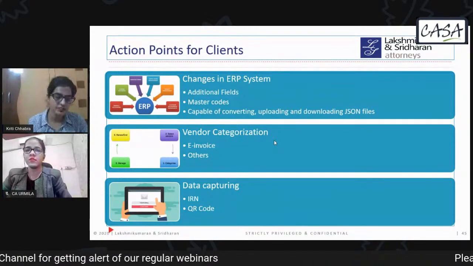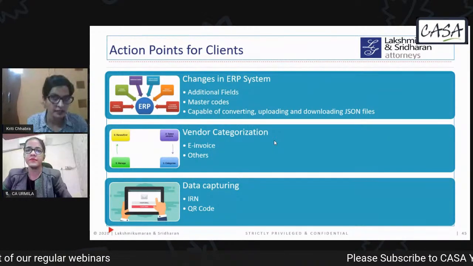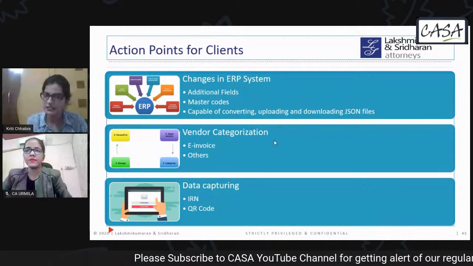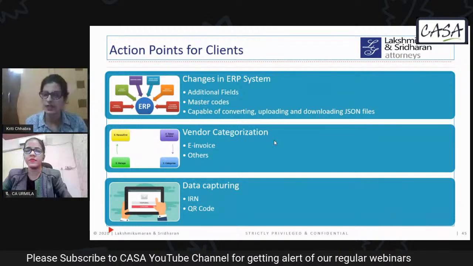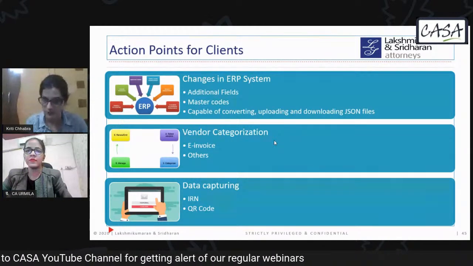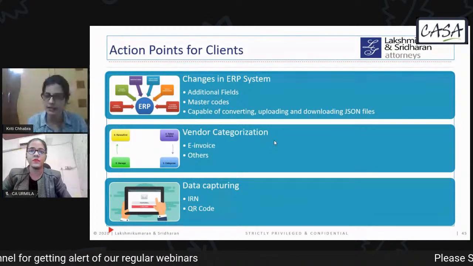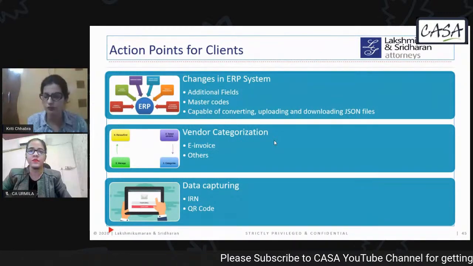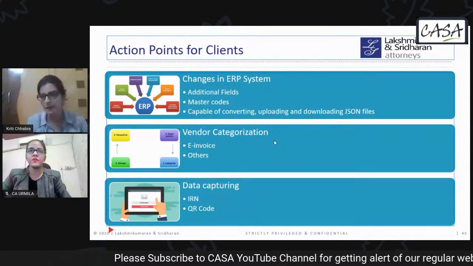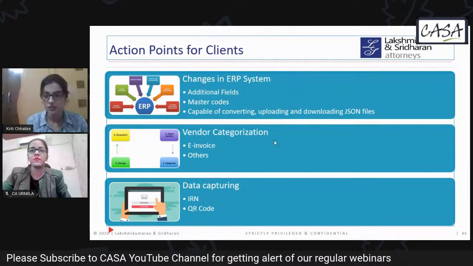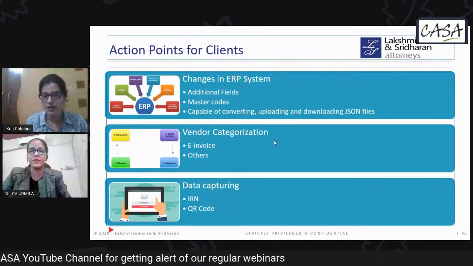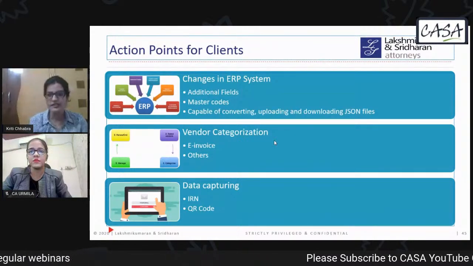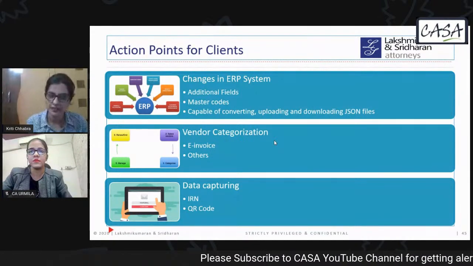And third, as I mentioned, there are certain mandatory fields in the GST INV-01, that is the e-invoicing schema. Those additional fields should be added into your system so that they are there in an invoice. Similarly, you should do vendor categorization as to for which clients you have to raise e-invoices and for which documents. Also, you should capture the IRN and QR code in your invoice data, because the IRP system will not carry it forever. So these are the action points from the client's perspective.